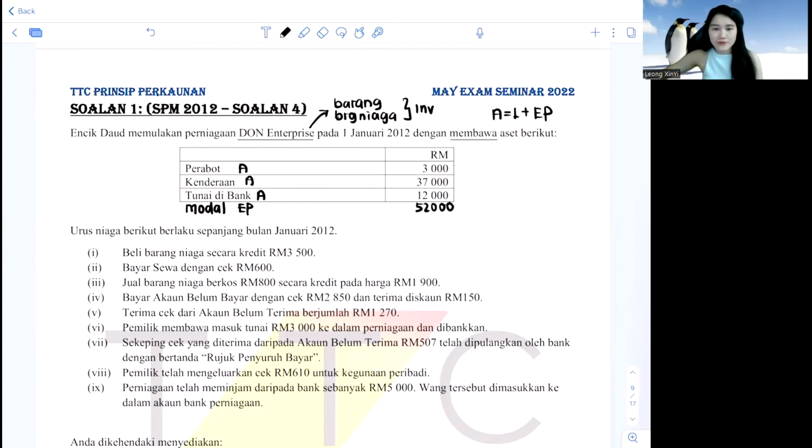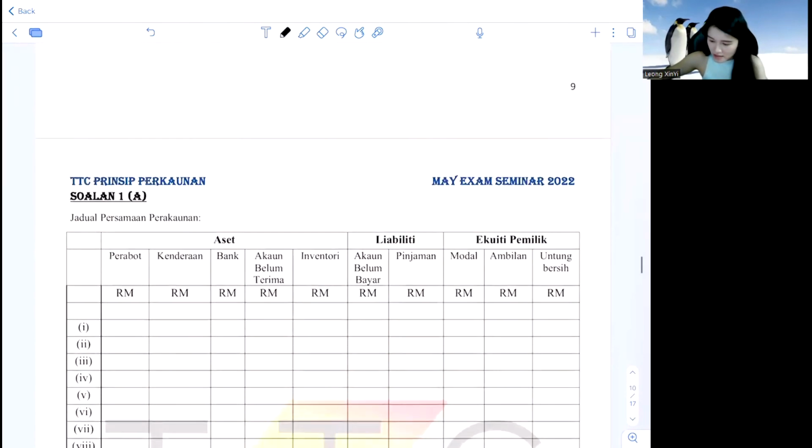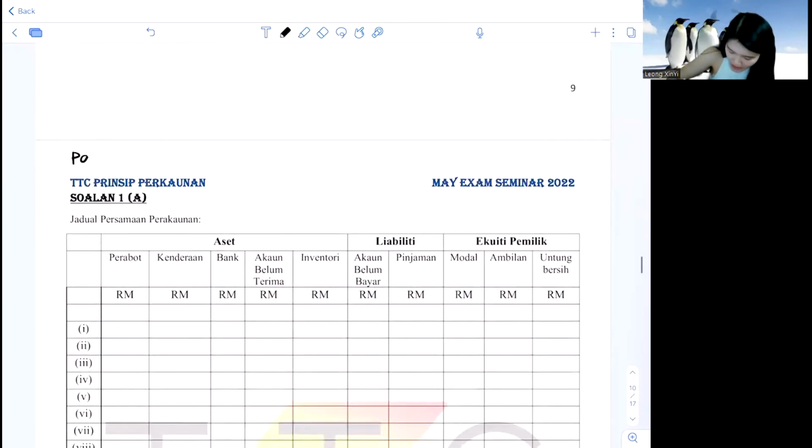Okay, so now what you have to do is bring all this into your table. Now this tunai di bank is bank. Why? Because the cash is currently where? Inside the bank. So why would you call that cash, right? Cash must be in hand. So tunai di tangan is tunai. Tunai di bank is bank. Okay, so let's fill up at the back, page number 10, where I prepared the space for you already.